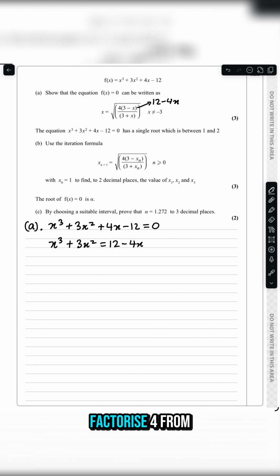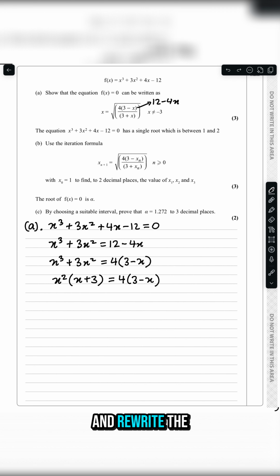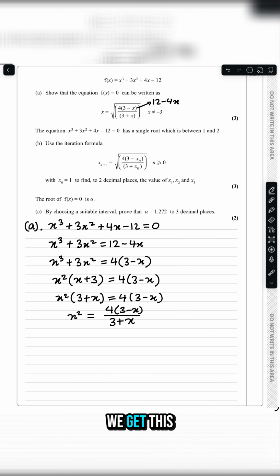If we factorize 4 from the right hand side of this equation, we get this. So what we can do is factorize x squared from the left hand side of this equation and rewrite the left hand side as this. After dividing both sides by 3 plus x, we get this. Therefore, x simply equals the square root of the right hand side of our equation.